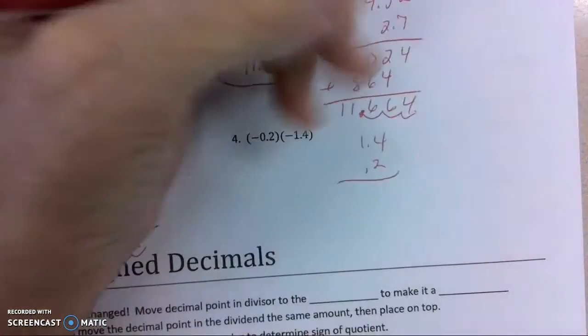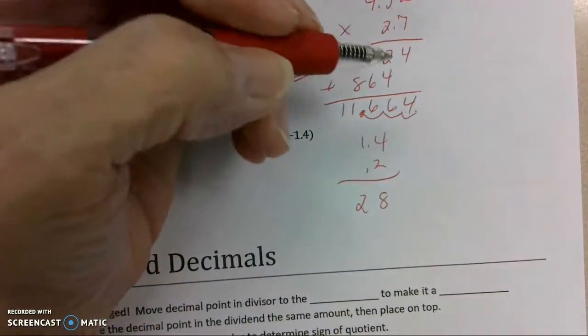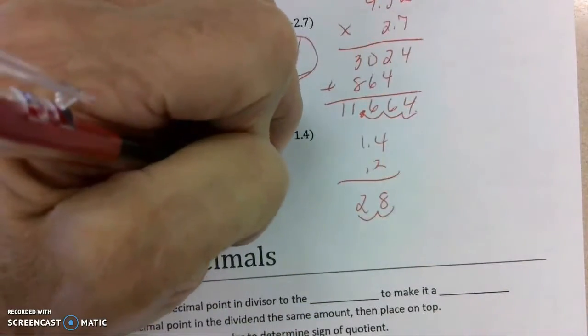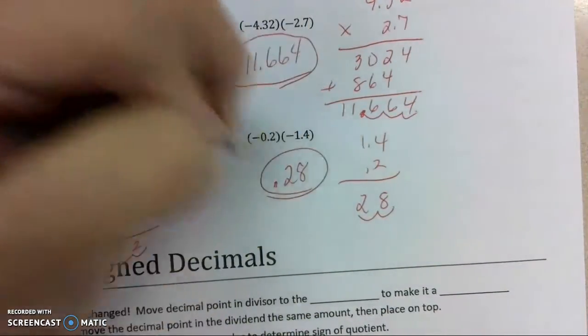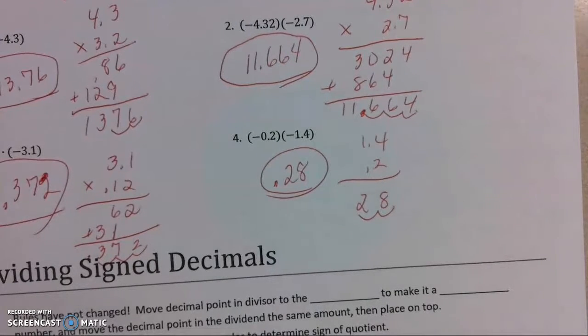And then finally, number 4, I know my answer is positive. 1.4 times 0.2, that's 8, that's 2. Now, I have 2 decimal places, and positive 0.28. Okay. So all there is to multiplication: multiply like you always do, and use your integer rules for signs.